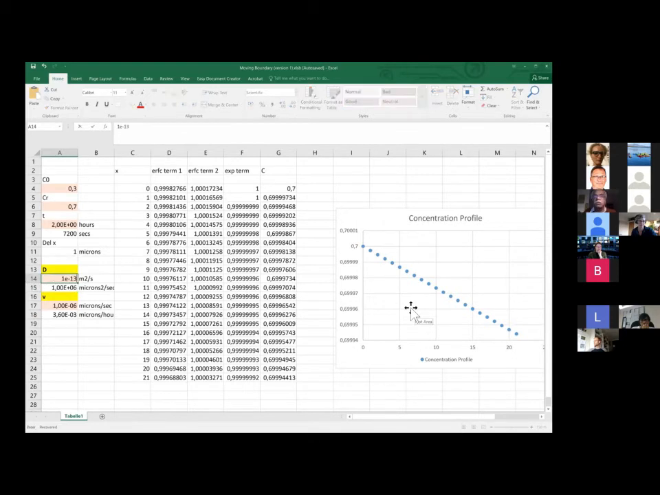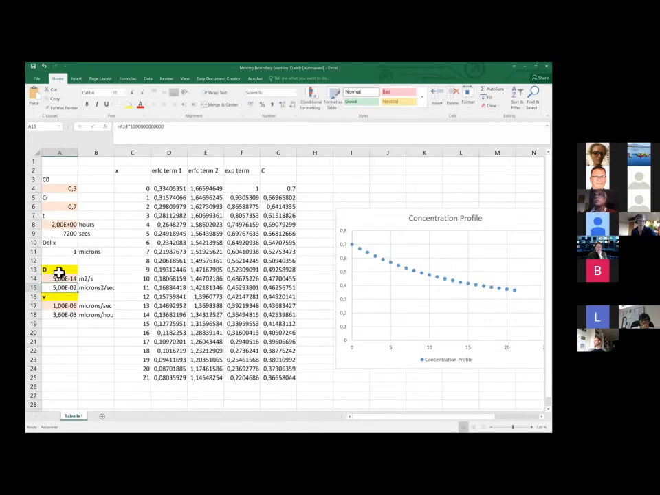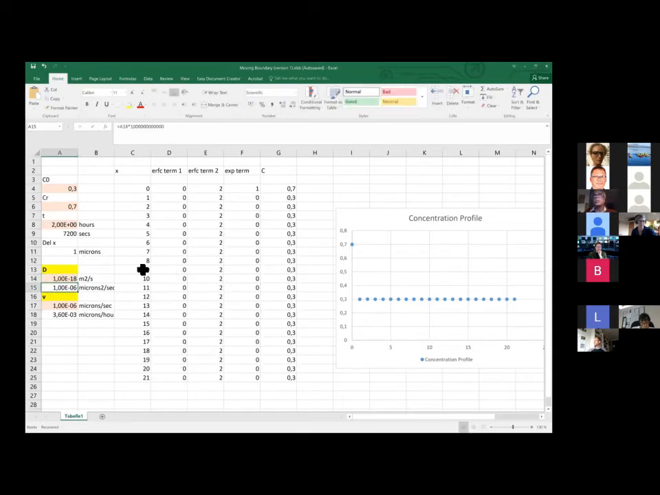Now I can go and make it slower. I can make it 10 to the minus 13 again. You start seeing a little bit of something that looks like a concentration profile. If I make it a little bit slower yet, then you see a real diffusion profile. And slower yet, 10 to the minus 15, it's gone. Now you have no diffusion, and you just have something that looks like a flat profile. If I go much slower now, 10 to the minus 18, nothing changes.